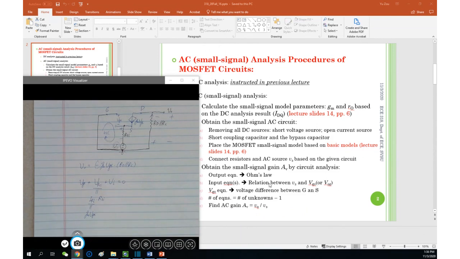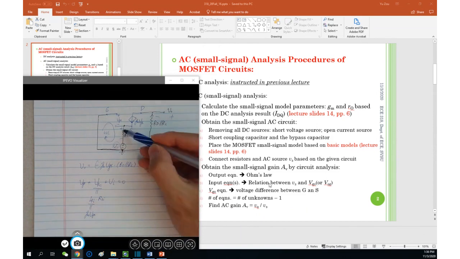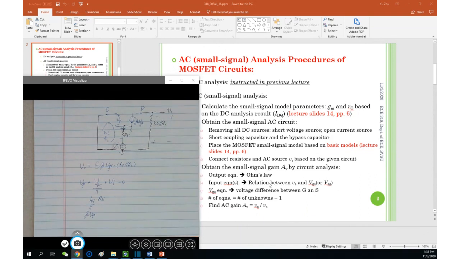Does it make sense? In other words, the current flowing through the RSI is nothing but GM times VGS. Does it make sense? Because here is open, there's no current here. All of the current here flows down through RSI, which is also the current of VI, believe it or not.